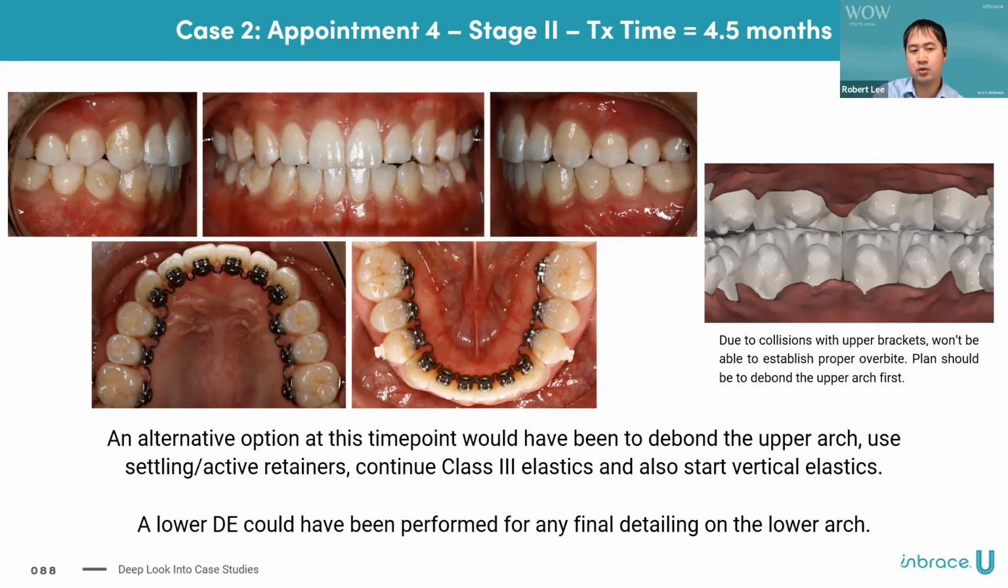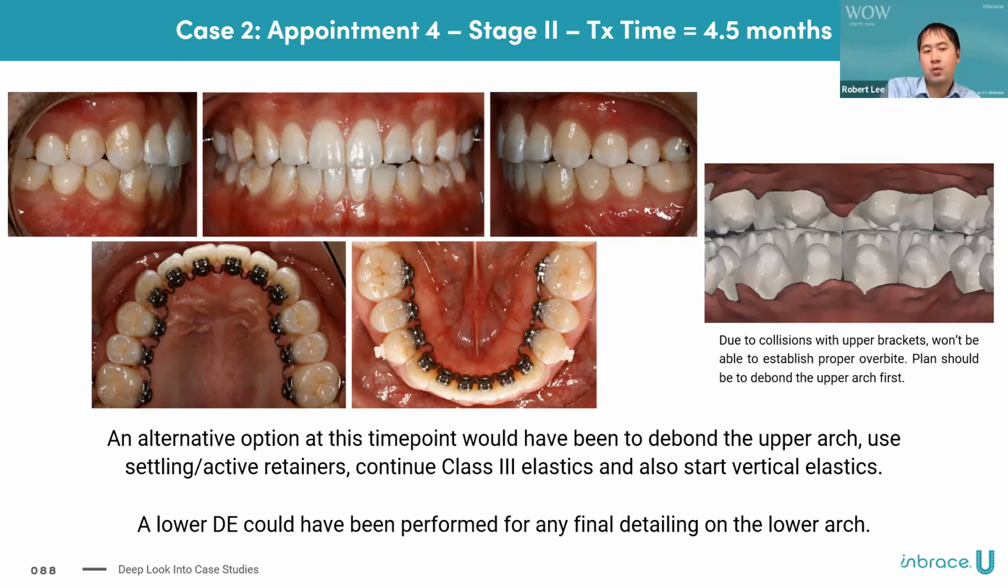Actually, he's a friend of a friend. He knew that I was trying to work out the finishing process, so he let me do a digital enhancement. But at this point, he said he was happy. He was ready for things to be taken off. So in retrospect, what I should have done is taken the upper off because I wasn't getting the proper overbite I wanted. I didn't know at the time. Let's just do settling retainers.